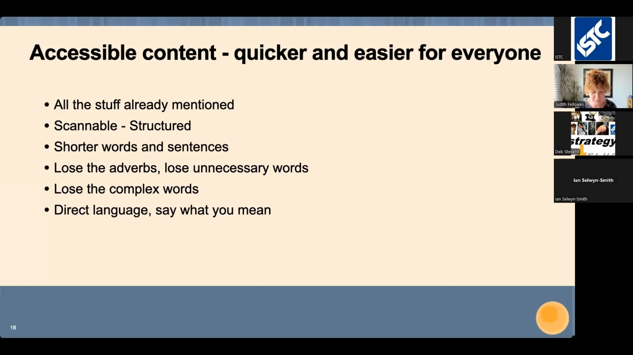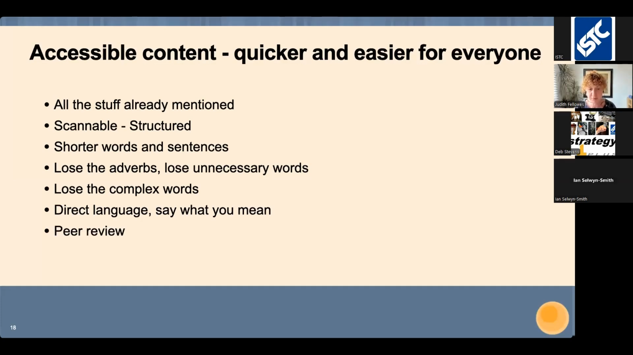And also direct language, so say what you mean. We're very good in English at dancing around and not quite saying what we mean. So I'll give you an example of that. If I said to you, can you take the bins out? Well, what does that mean? It means, are you capable of taking the bins out? Will you take the bins out? Can you take them out next Tuesday? What does it mean? But you could just say, take the bins out, please. It's about being direct.